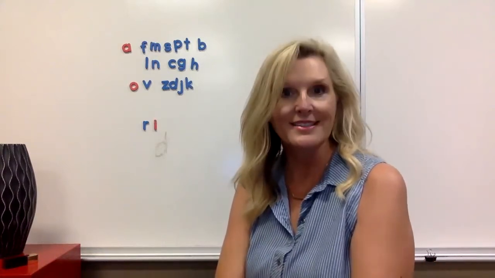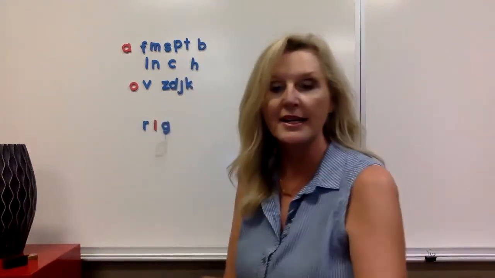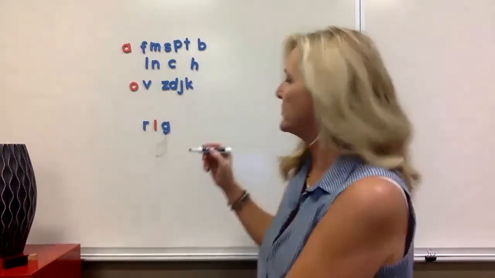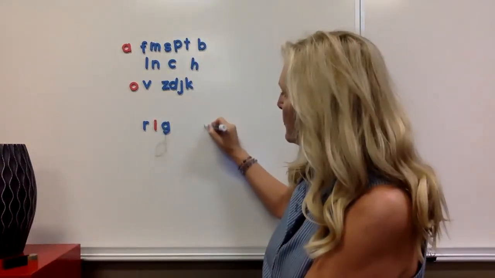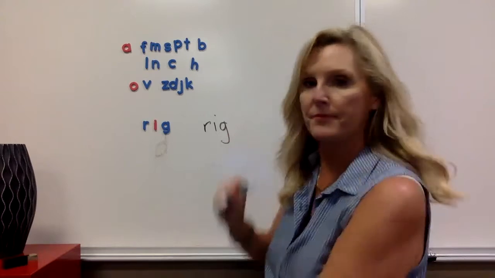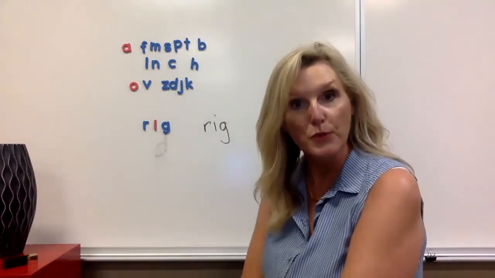G. What letter says G? Letter G. Letter G says rig. Now I want you to go ahead and write that too, because I want you to practice writing those letters. So you're going to do R-I-G and practice writing it down. Good job. That's the word rig.